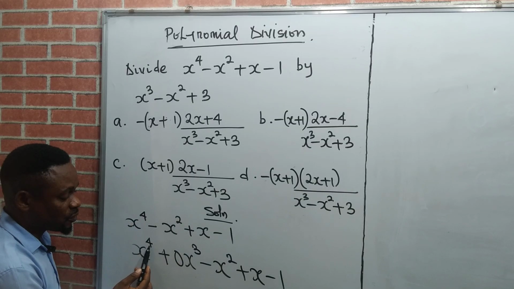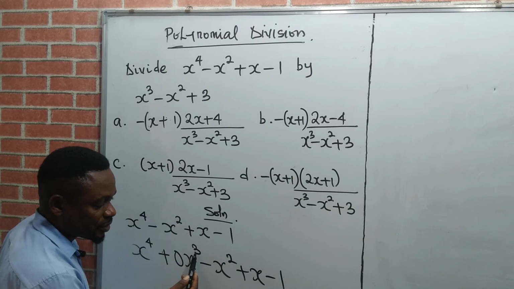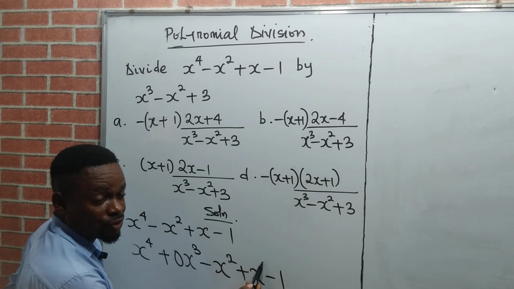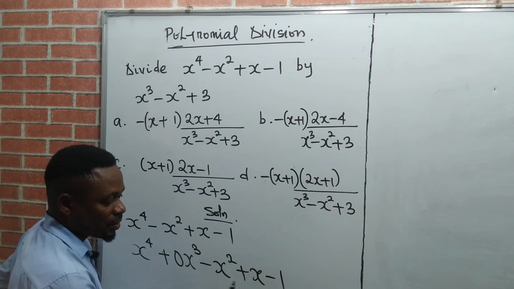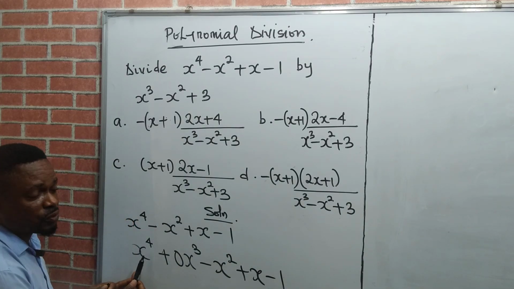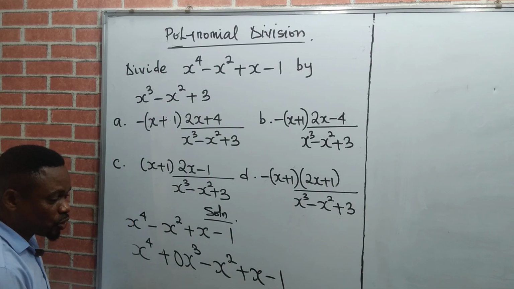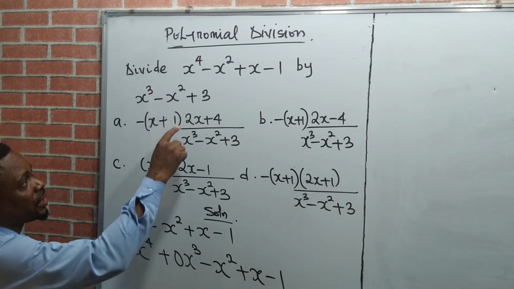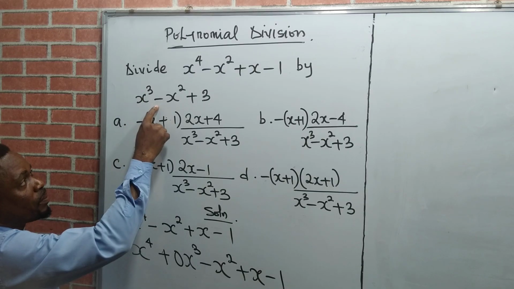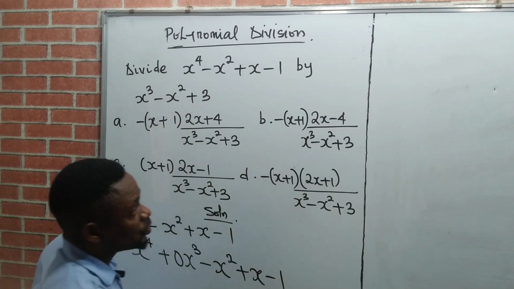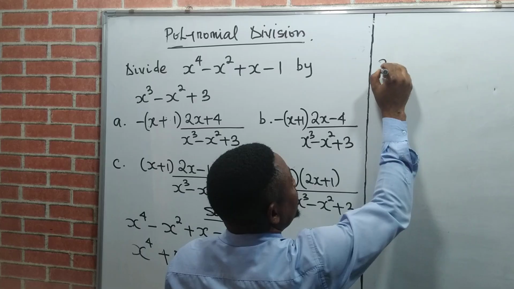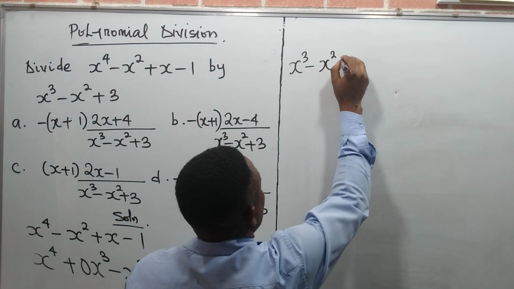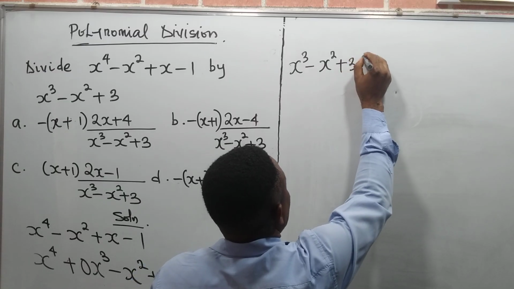Now observe this. It started with the highest power, which is 4. It now decreased to 3, then decreased to 2, decreased to 1, then with a constant. Can you observe that the equation is balanced? Now let us apply the polynomial division approach. How? Now this is the divisor, which is x cubed minus x squared plus 3. So I will consider it first and write x cubed minus x squared plus 3.